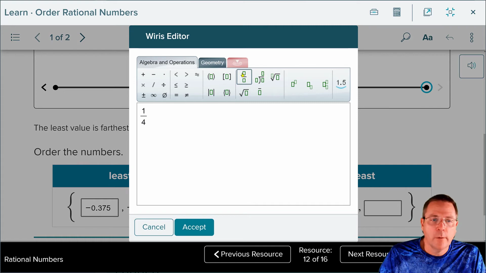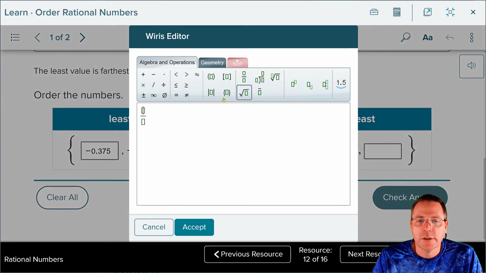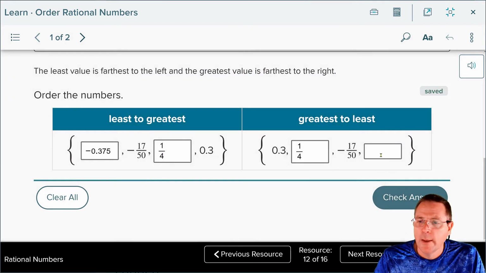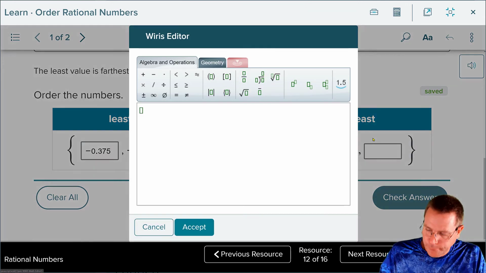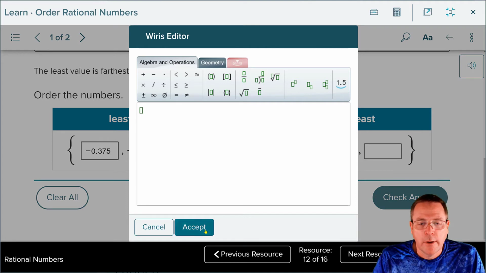1 over 4. Accept that, and then going from greatest to least is going to be the opposite order of what we just did. So I'm going to put the 1 over 4 here, and then we're going to put the negative 0.375 right there.